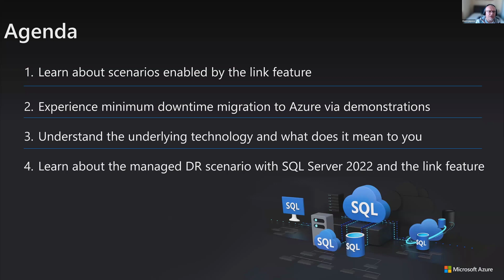So today we're going to talk about the link feature for managed instance. We're going to learn about the feature, what it is, how it essentially can help you use Azure without migrating to Azure, or use it as a best possible minimum downtime migration solution to Azure. We're going to learn about the technology used to power the managed instance link, and then we're going to learn about the upcoming scenarios of disaster recovery between SQL Server 2022 and managed instance using the link feature. So without further ado, let's first dig into what it is and why you should use it.